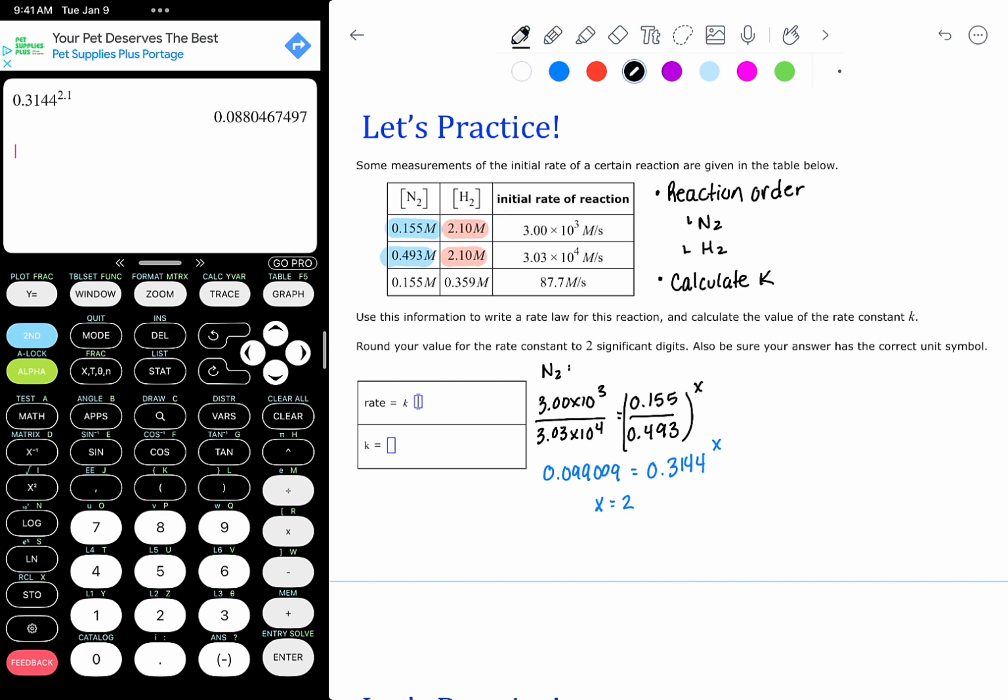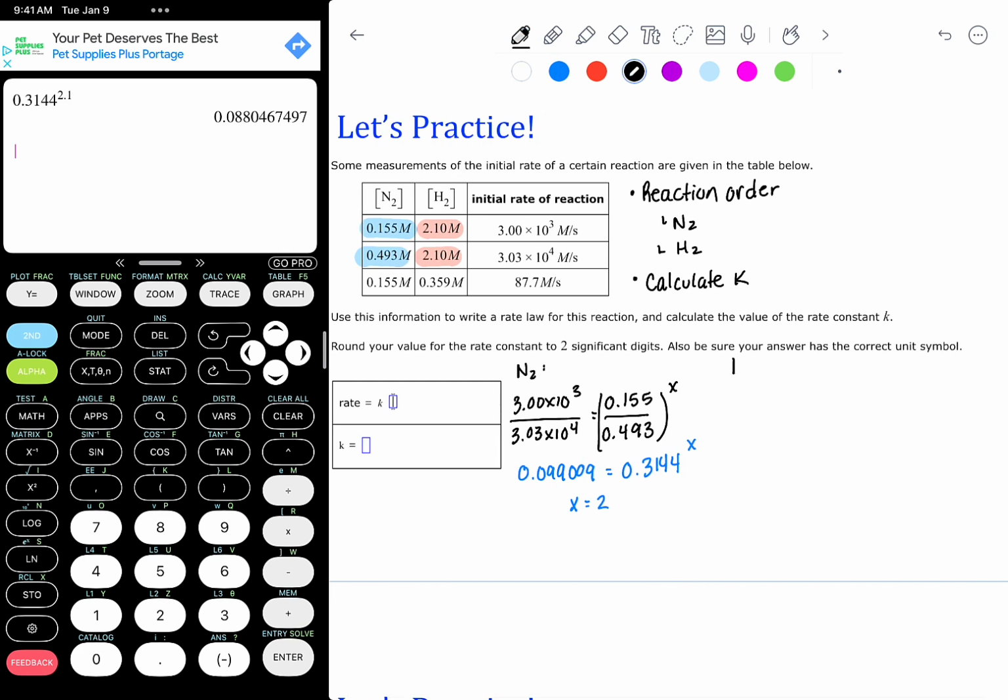Now we can move on to hydrogen. If we look, hydrogen changes between 2 and 3, but also between 2 and 3, nitrogen changes. So we can't use a ratio of 2 and 3 because the rate is being affected by nitrogen. So again, it's always better to compare to your control. That first experiment is always going to be your control.